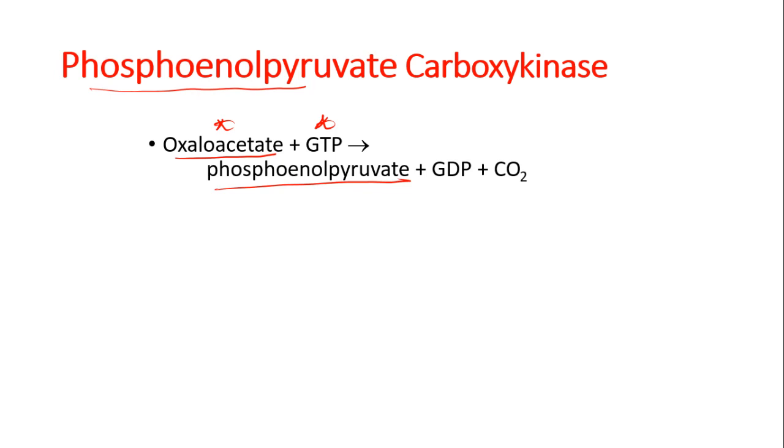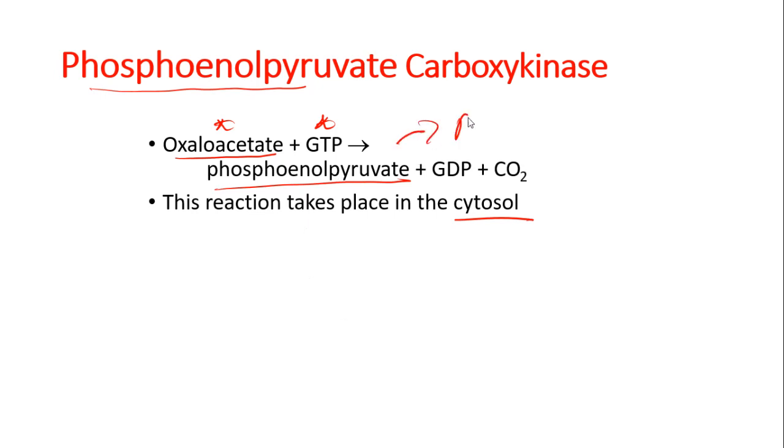Remember, our major product should be pyruvate, and this pyruvate has to be converted to glucose. So where does this reaction take place? The other reaction took place in the mitochondrial matrix, but this one normally takes place in the cytosol. So this reaction is taking place in the cytosol.